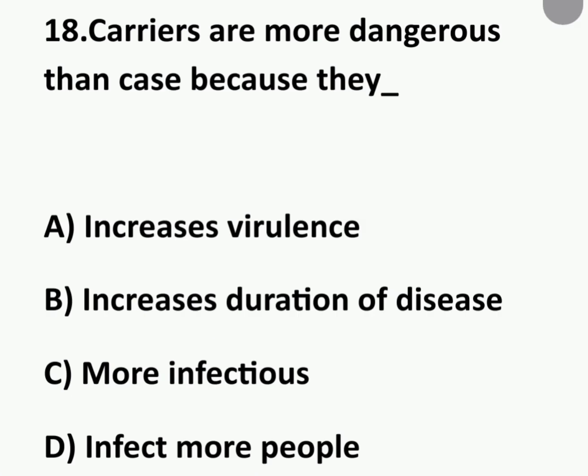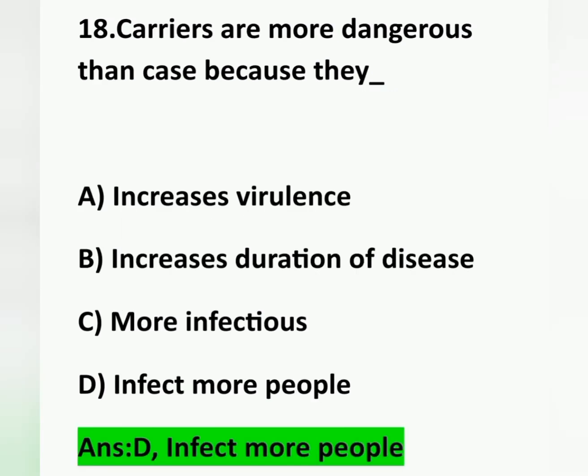The next question, carriers are more dangerous than cases because they. Option A increases virulence, option B increases duration of disease, option C more infectious, option D infect more people. Carriers are more dangerous than cases because they infect more people. Option D is the correct answer. Move on to the next question.